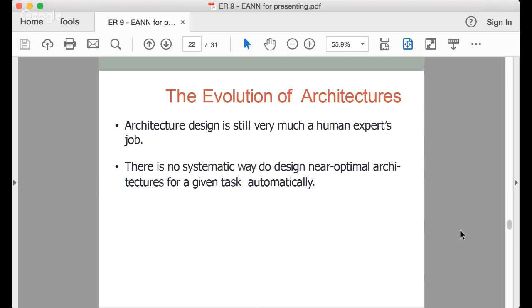The evolution of architectures. Architecture design is still very much a human expert's job. Therefore, there is no systematic way to design near optimal architectures for a given task automatically.